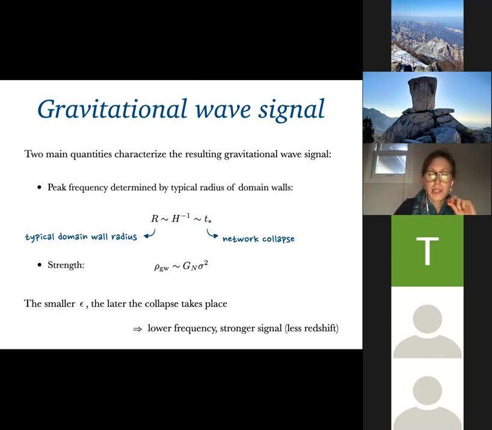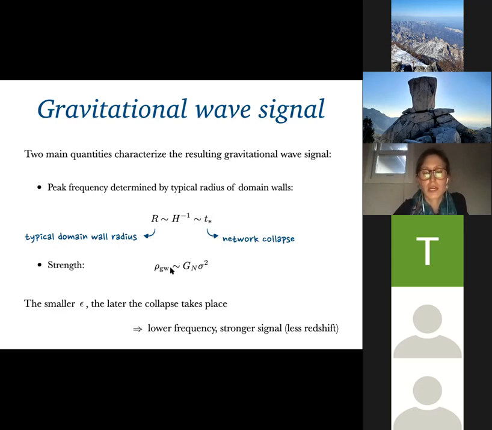There are then two quantities that characterize the stochastic background of gravitational waves that results from the collapse of the domain walls, which are the peak frequency of the background, as well as the strength of the signal at that frequency peak. So the peak frequency is basically set by the typical radius of the domain walls at the time of collapse. Parametrically, again, this is just given by the corresponding Hubble scale, which during a radiation-dominated universe just goes like T. On the other hand, the amount of energy density that goes into gravitational radiation is essentially just determined by the domain wall tension.